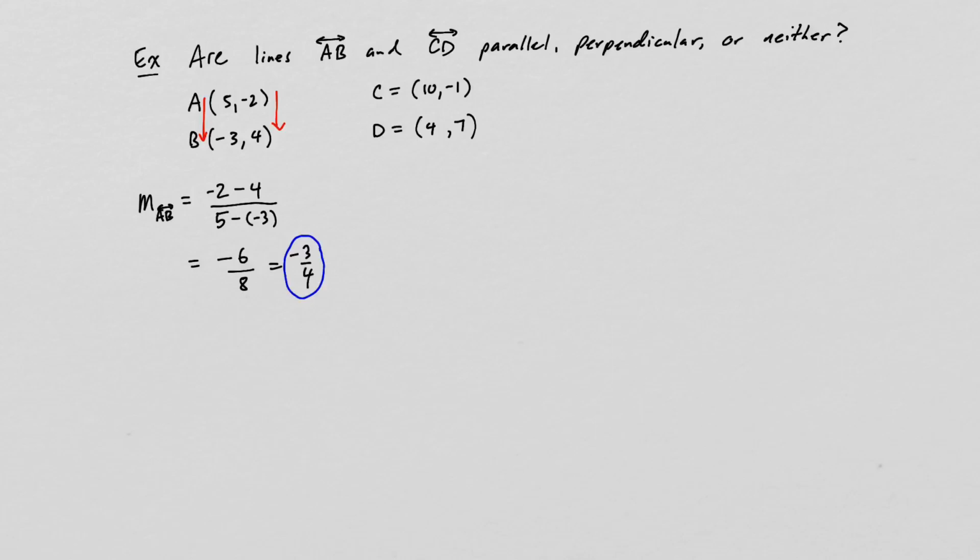Then we do the same thing to find the slope of the line through C and D. So the slope of the line through CD is, once again, subtract. And so we have -1 minus 7 over, and then we're going to subtract the x values, which in this case is 10 minus 4, and we'll do the math. This is -8 over +6, which is -4/3. And now we just need to compare these.